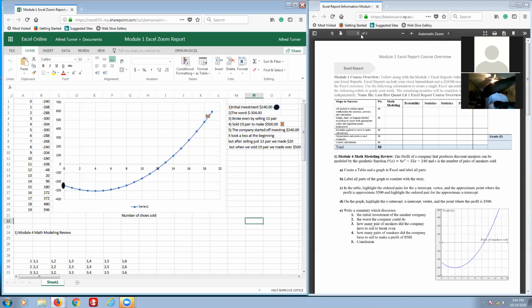As you can see, I made my graph. I got my numbers right here. I had to highlight them in Excel just to print this out. That dot right there stood for the initial investment, which is number 1. And you see I got them labeled right here. Number 2, the vertex, is $304. They broke even by selling 13 pair. They sold 19 pair to make $500, which is the X up here.